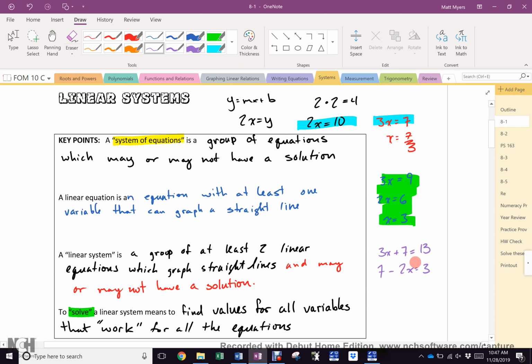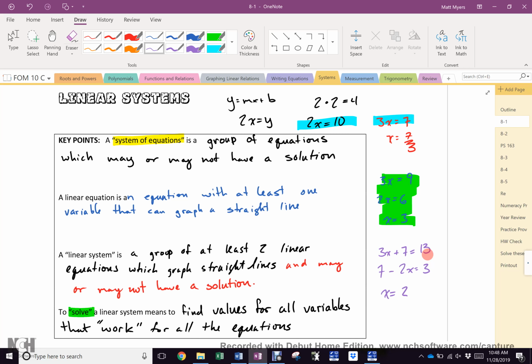Is that a system? Is it more than one equation? So is it a system? Can you solve it? What is it? X equals what? 2. Why? Because 2 times 2 plus 7 is 13. Yep. And 7 minus 2 times 4 is 3. Right. Does everybody understand what we are doing? The answer is X equals 2. Is everybody good?